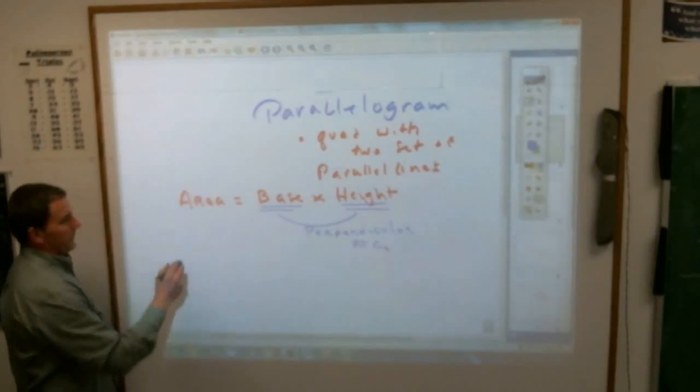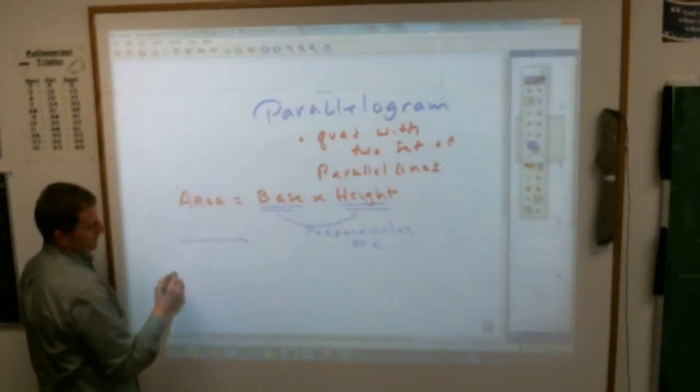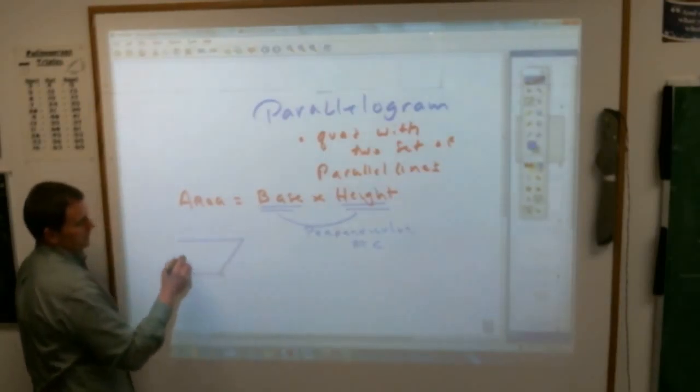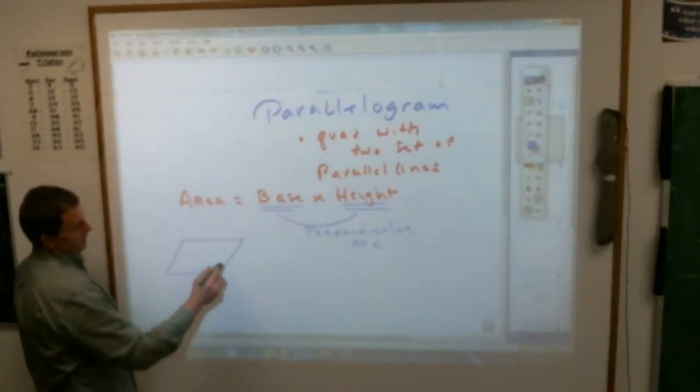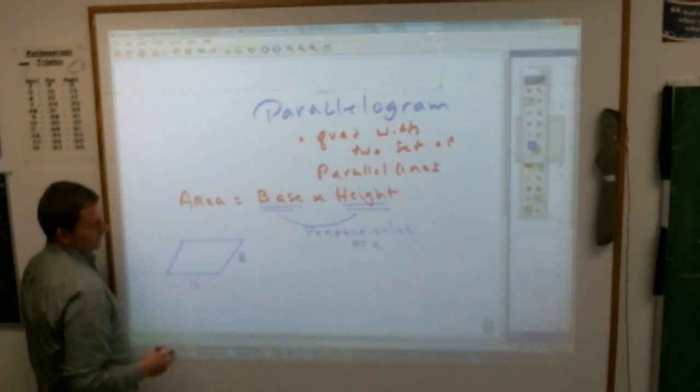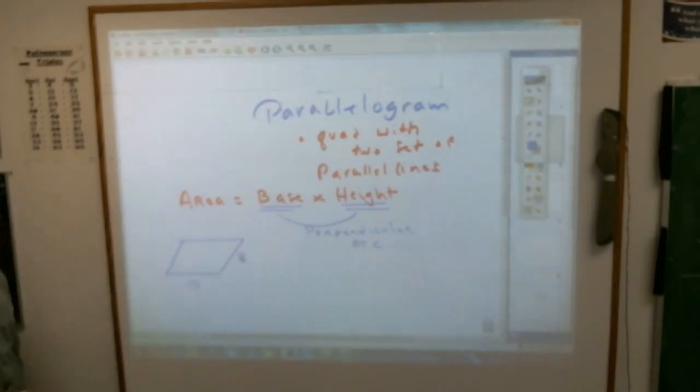So if you're given a parallelogram that looks like this, and you're given this dimension and you're given this dimension, okay, you do not have enough information to find the area of that because there are no two perpendicular lines there. There are no two lines that form a right angle.